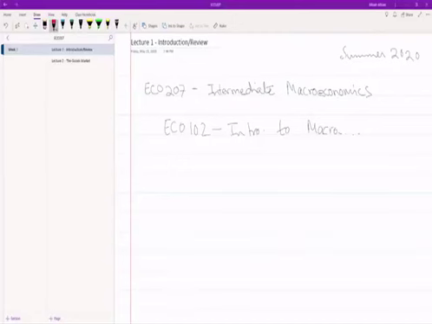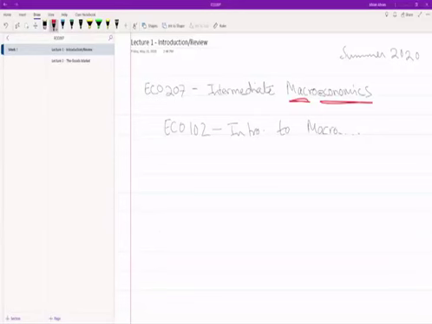The word macro and the word economics are important. If you've done one or two, you already know what it means, but I'm going to summarize very briefly. Macro, as you all know, basically means big, large. So when we talk about macroeconomics, we're looking at something large.